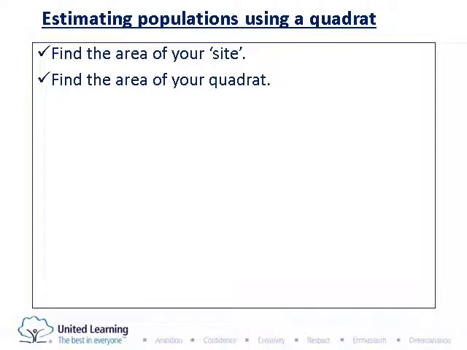We also need to find the area of a quadrat. Again, length times width. But our quadrats are typically 1 metre squared. They have 1 metre either way. So on the length and the width, they are 1 metre long.